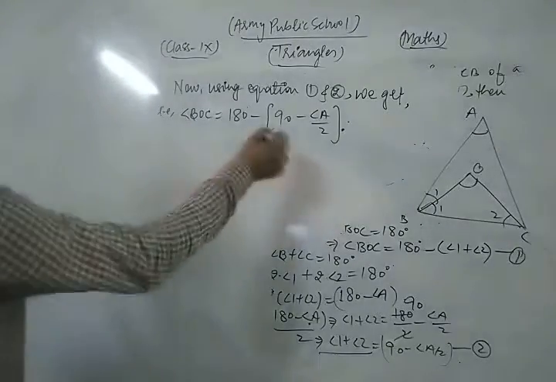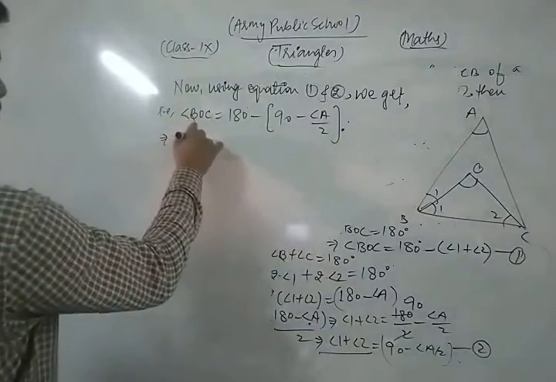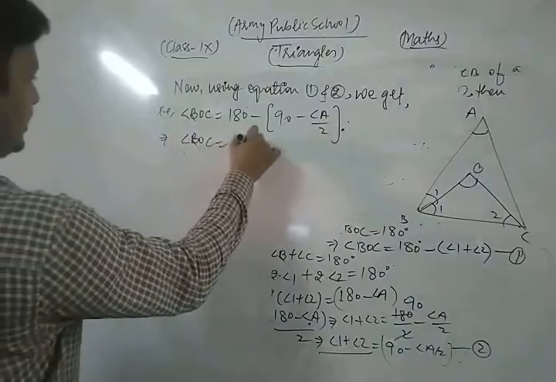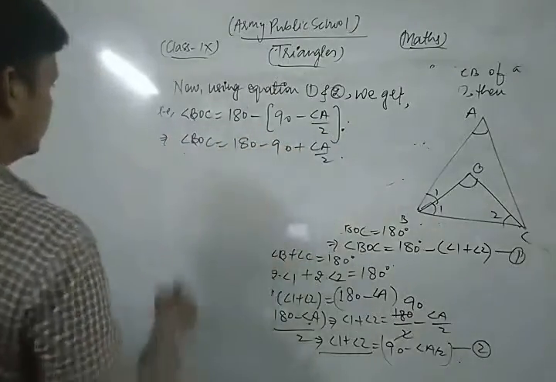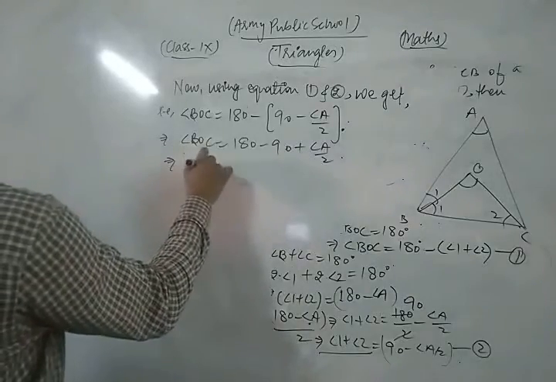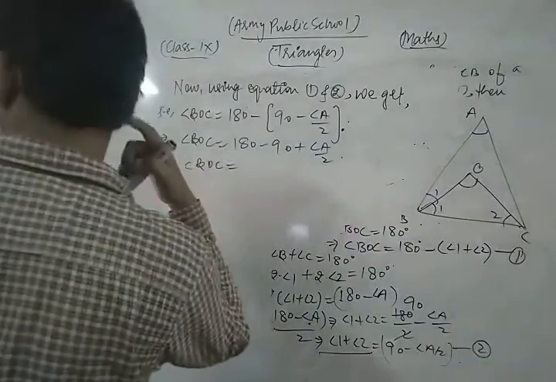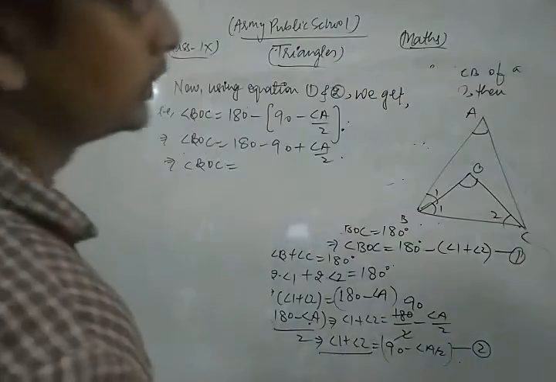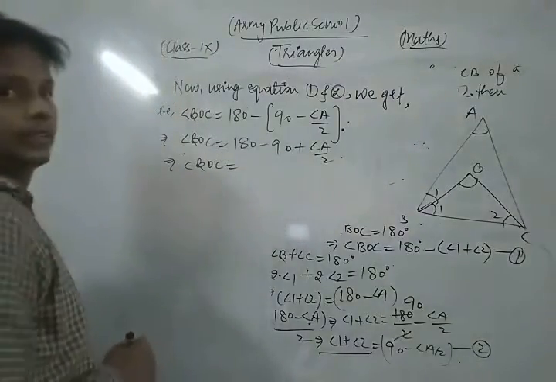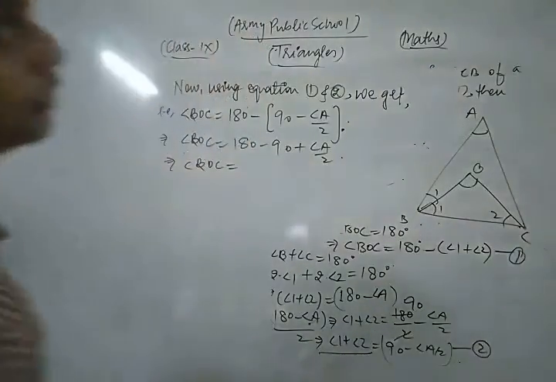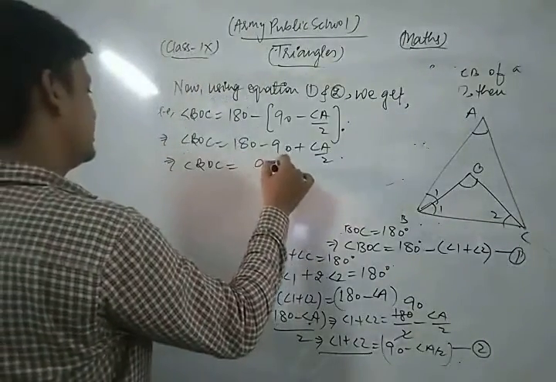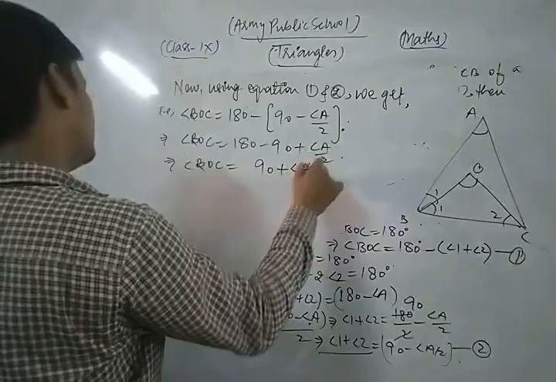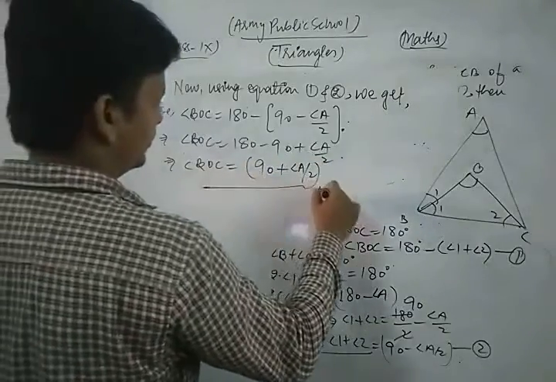Let's see, we simplify them. So angle BOC is equal to 180 minus 90 minus angle A by 2. Angle BOC is equal to what? This is 180 minus 90, that is 90 plus angle A by 2. Hence proved.